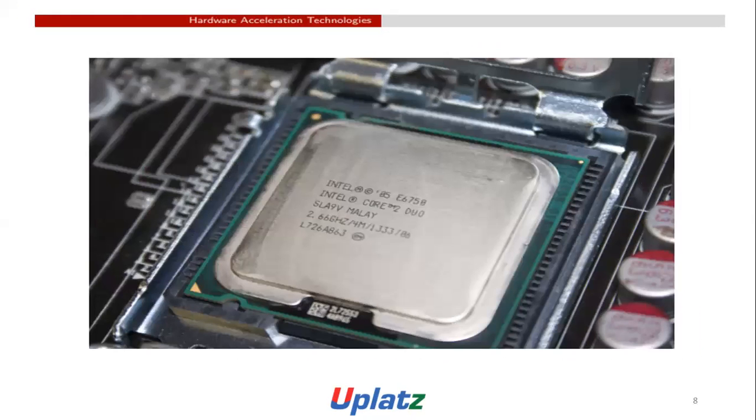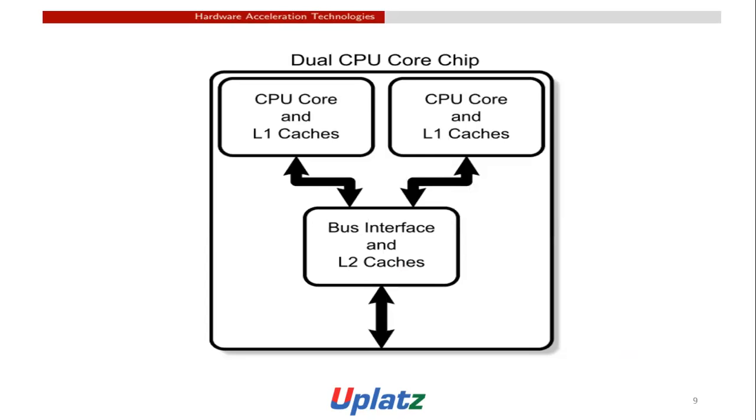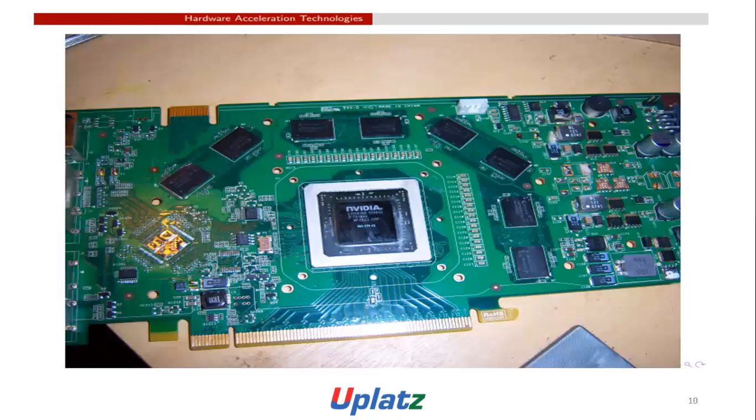Intel Core 2 Duo processor. A dual core CPU chip consists of a CPU core and L1 cache, and a CPU core and L1 cache, and through the bus interface to the L2 cache and the rest of the things.